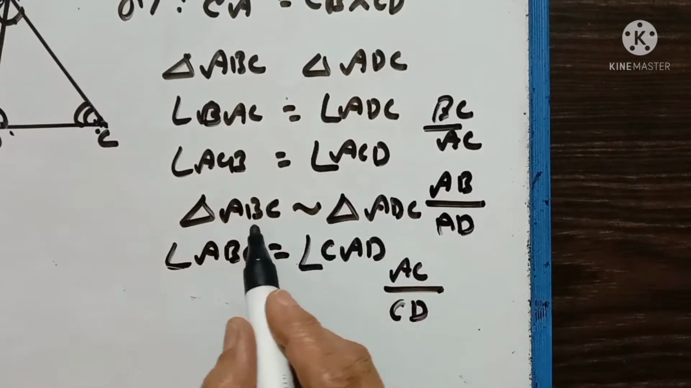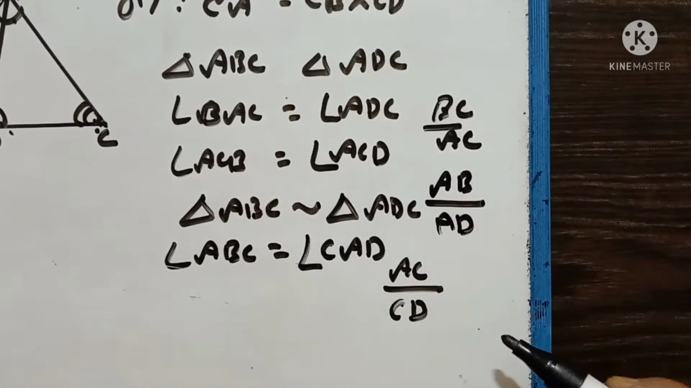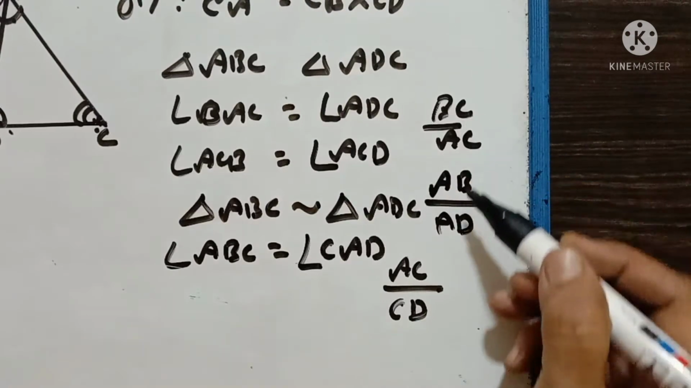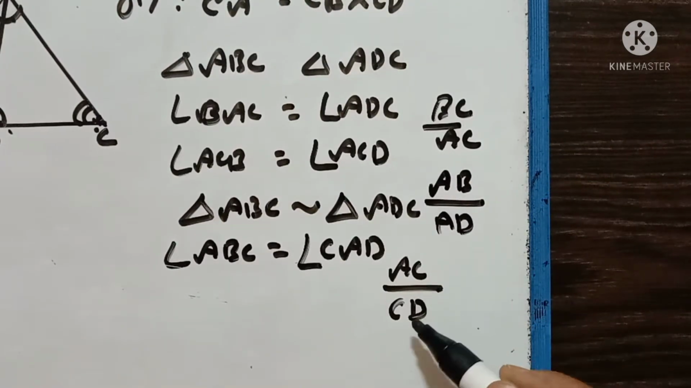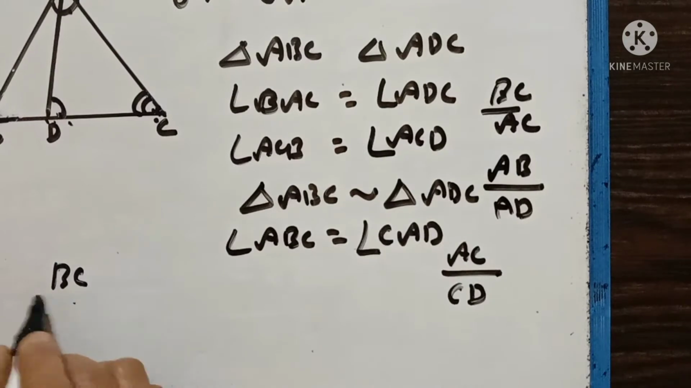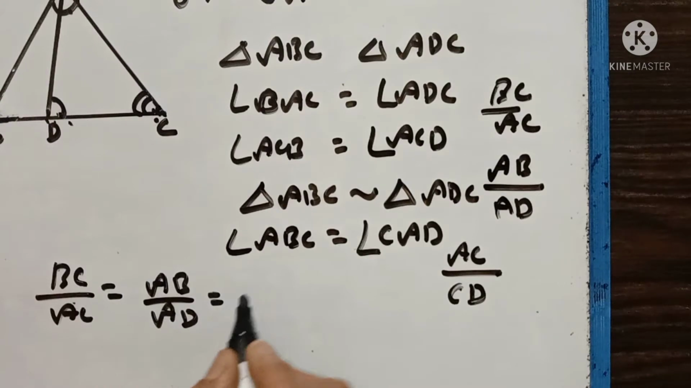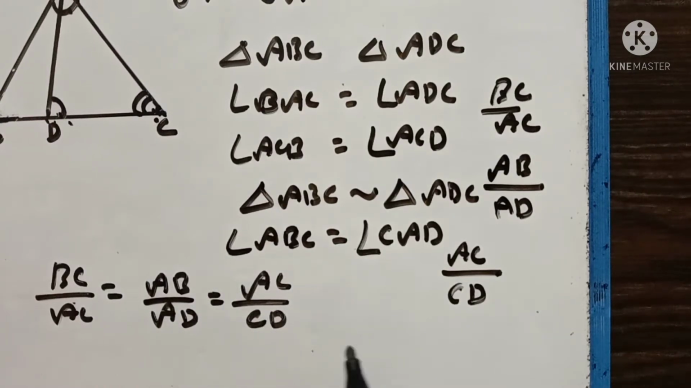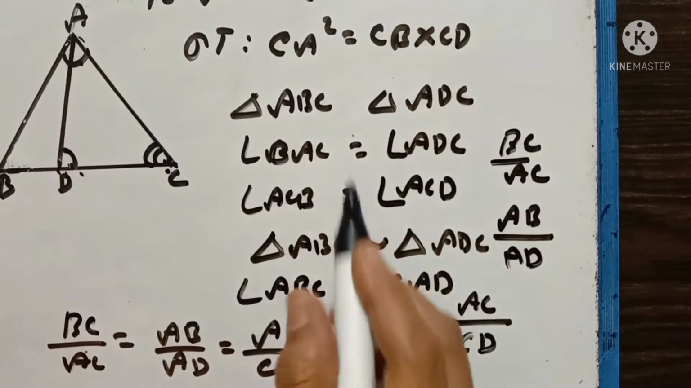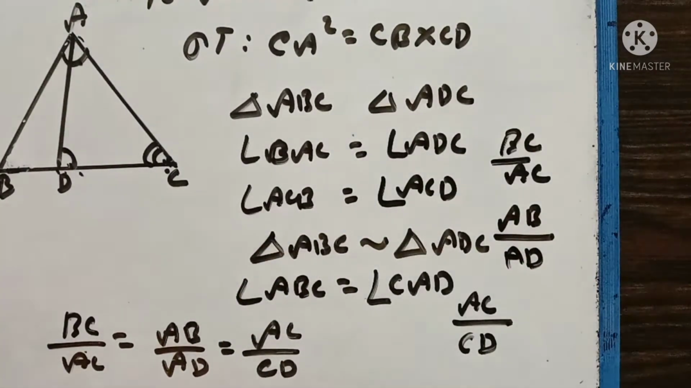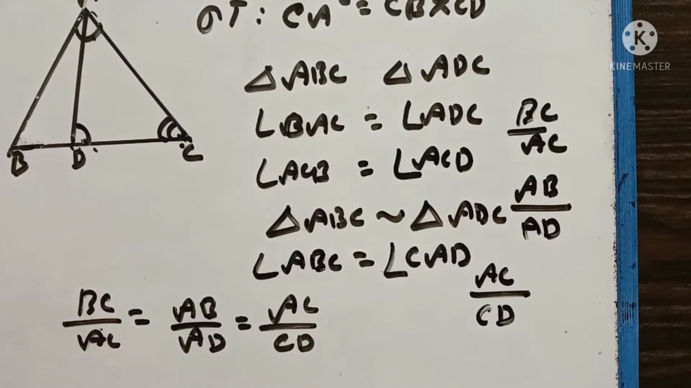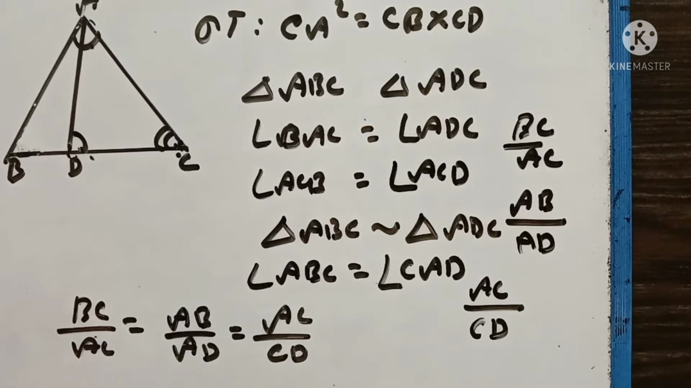Now in similar triangles, the corresponding sides are in proportion. Therefore, BC upon AC is equal to AB upon AD is equal to AC upon CD. What do you have to prove? CA squared is equal to CB into CD. AC is equal to what? Instead of AC, we shall write CA. AC is CA. BC is equal to CB.